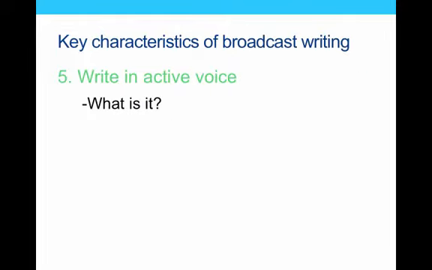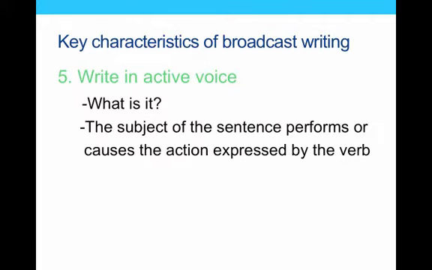The fifth and final characteristic of good broadcast writing is that you should write in active voice. Now, what is active voice? Well, your English teacher, your grammar teacher would say it's when the subject of the sentence performs or causes the action expressed by the verb.